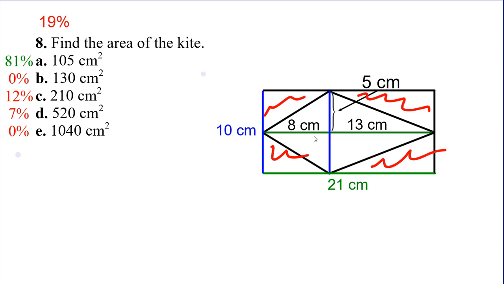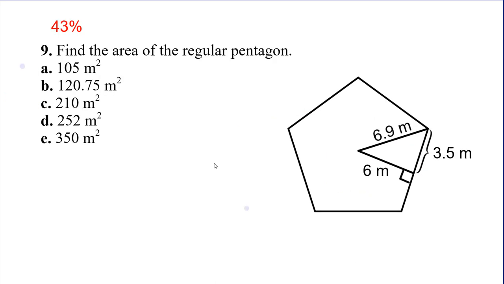Also it could just mean that you forgot to divide by 2, right? So you did 10 times 8 plus 13, which would be 10 times 21, and you forgot to do half because we're dealing with triangles. But that's okay. Find the area of the regular pentagon.